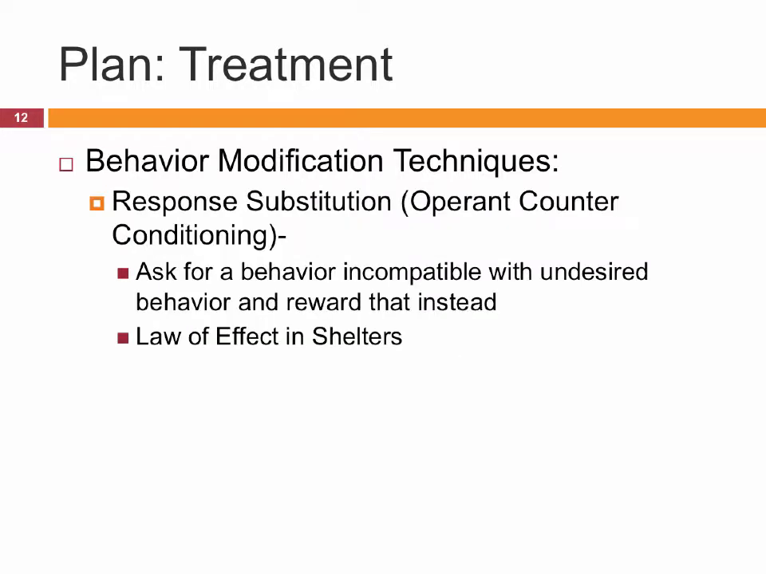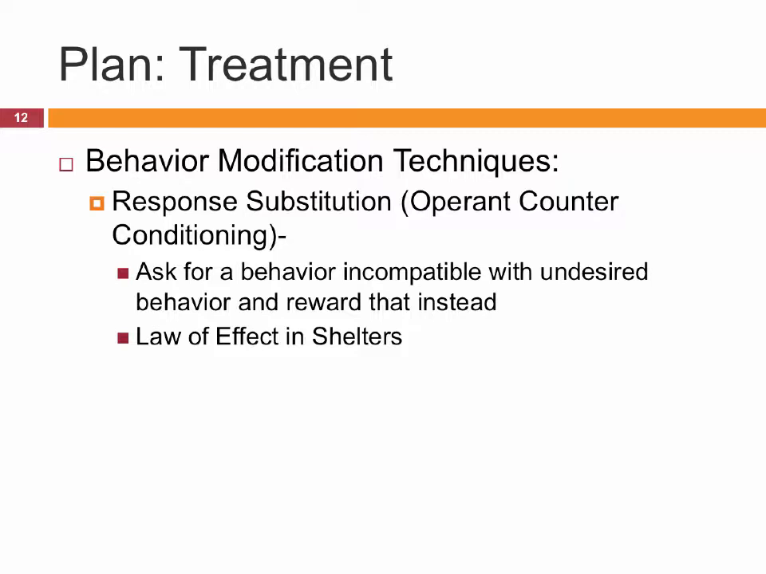Response substitution or operant counter-conditioning, depending on which behavior circle you go through. This is essentially where we're asking the pet to do an alternate behavior. I ask them to do a behavior that is incompatible with the behavior that I don't want them to do. It is impossible to jump up on somebody and sit and offer a paw for a high five at the same time. You physically can't do both at the same time, right?